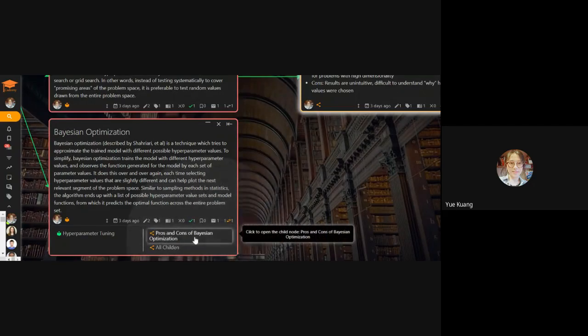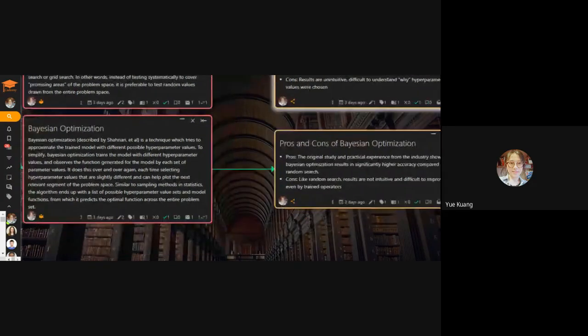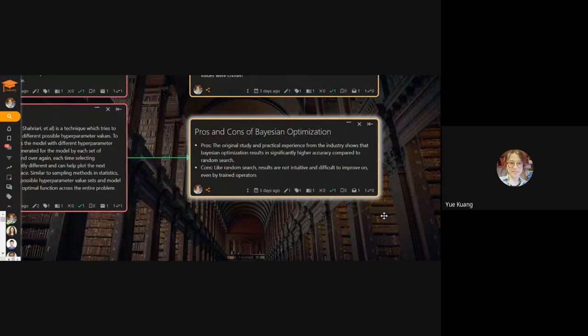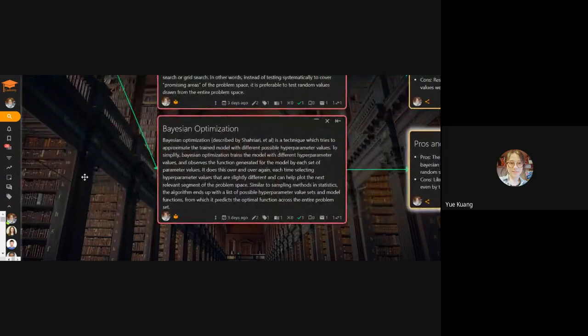And last is Bayesian optimization. The pro is that the original study and practical experience from the industry show that the method results in significantly higher accuracy compared to random search. And the con is, like random search, the results are not intuitive and difficult to improve on even by trained operators. So that's all for the hyperparameter part.